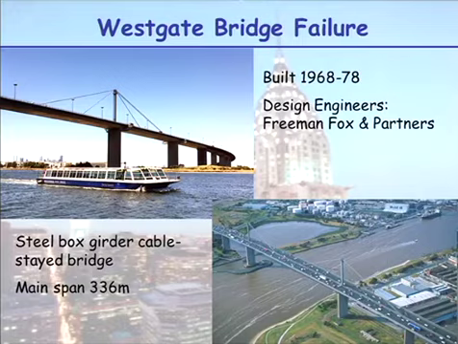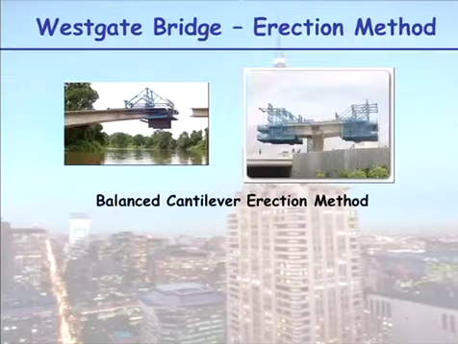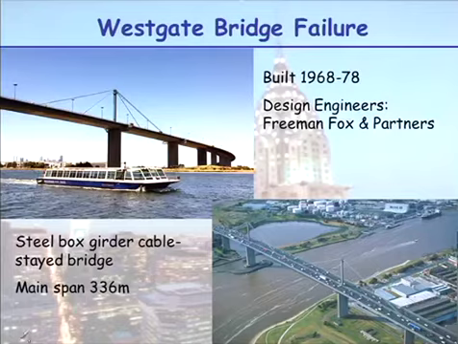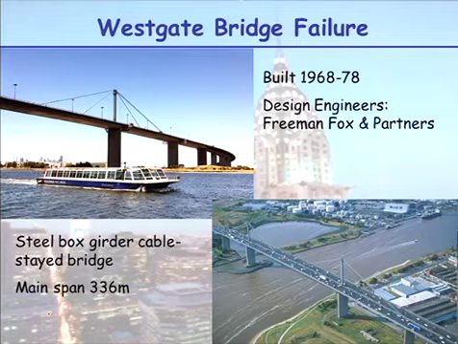Our Westgate Bridge, it's not the most exciting bridge in the world. It was built in 1968 to 1978, took 10 years to build it. Design engineers, Freeman Fox and Partners. It is what we call a steel box girder cable stayed bridge. You can see the cable stays here. So it's a combination of a cable and a beam in terms of the structural forms bridge. The main span is 336 metres. As I said, it is not a very exciting bridge.